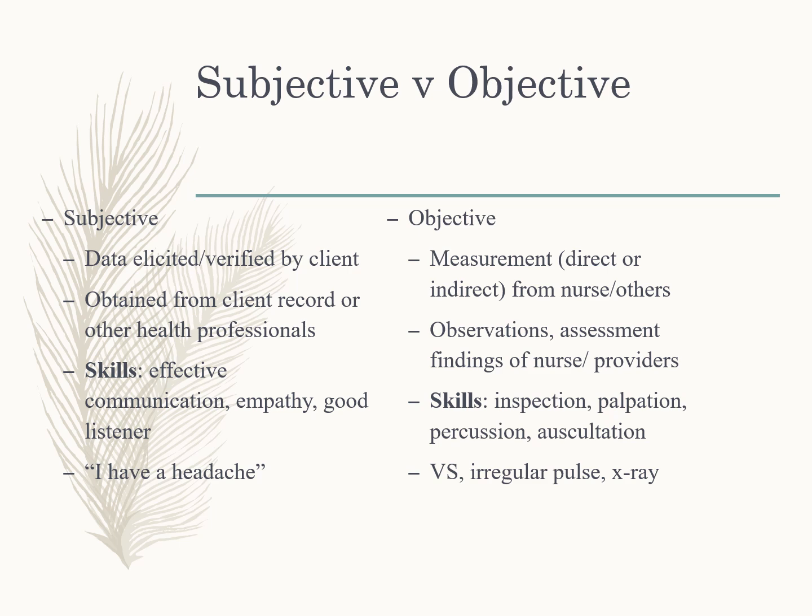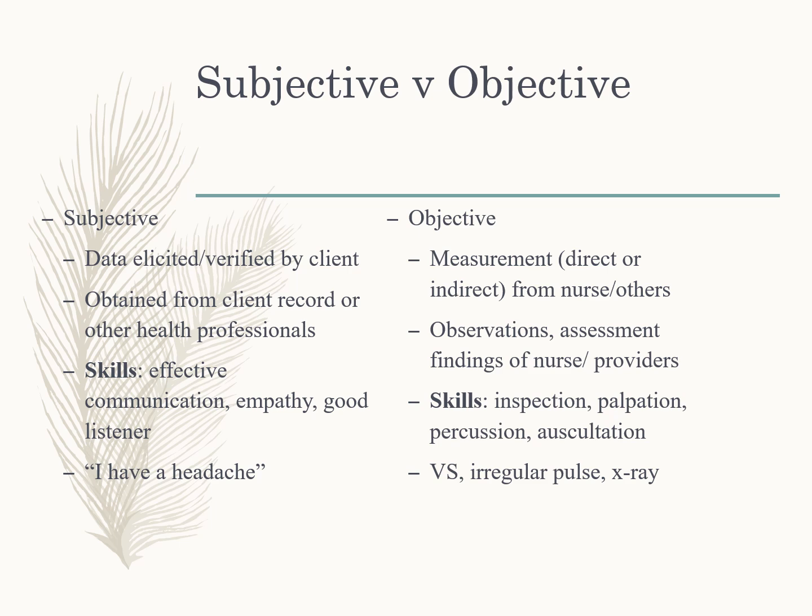The subjective versus objective data. So subjective is data that's elicited and verified by the client, or can be obtained from the client record or other professionals. Now, the skills needed to get this subjective data are effective communication, empathy, and good listening. When you ask a patient questions, you have to give them time to answer, and that requires a good listener. An example of subjective data would be your patient saying, "I have a headache." That is data that's elicited from the client.